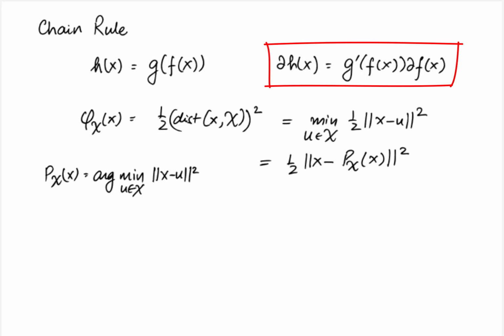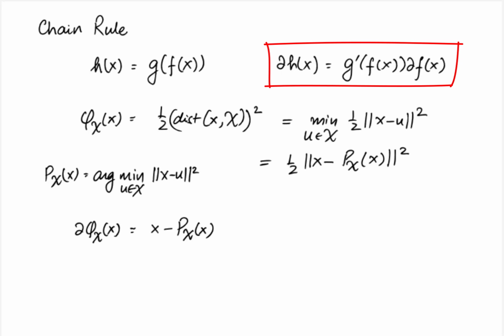The subgradient of the square distance function can be calculated in a number of ways. One easy way is to use the envelope theorem, which says that the subgradient of phi of x is x minus px. We can use this formula to calculate the subgradient of the distance function.